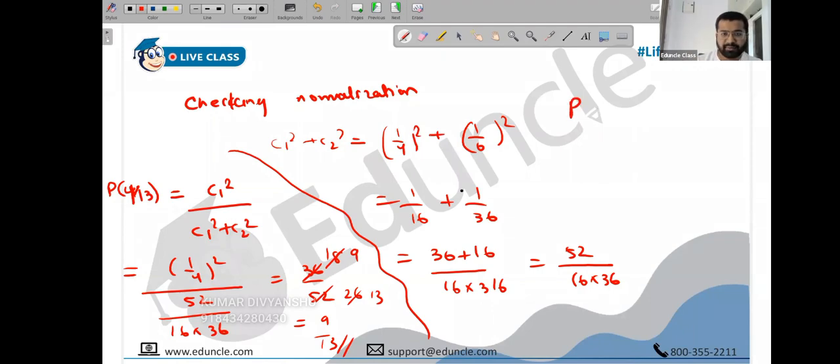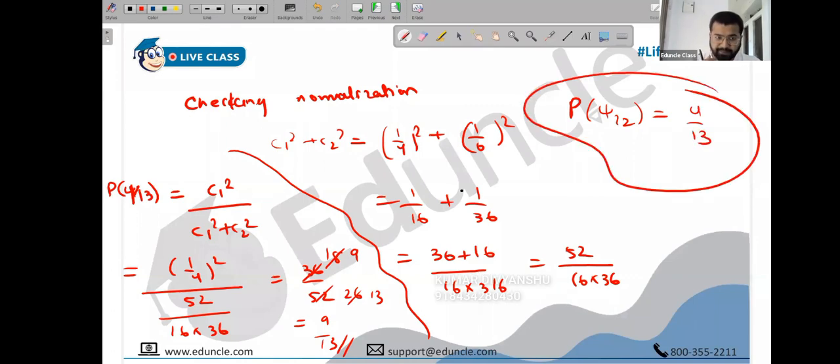So if you want, you can also write the probability that the wave function will exist in the second one, psi 2 2. Check using both the methods. Answer should be 4 by 13. Let me know if you have any questions. Done, people? Shall we? Yes, sir. Okay, next.